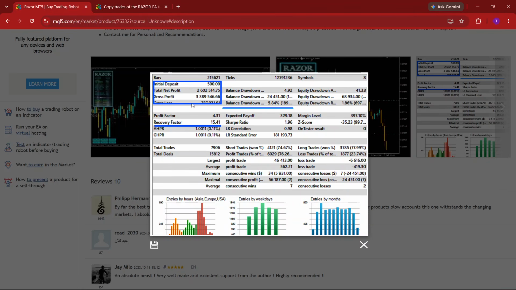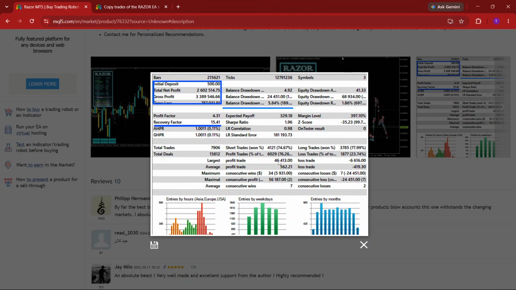You can see another result, 500 initial deposit, 2.6 million net profits, a bit exaggerated in my opinion. Profit factor of 4.31, which didn't match what we got in my backtest.